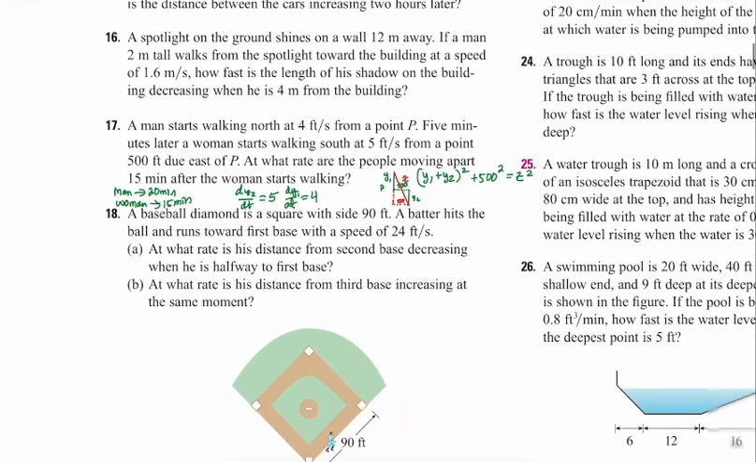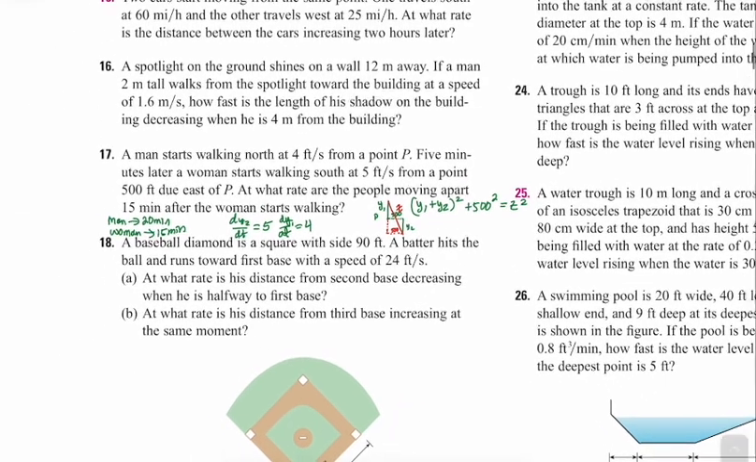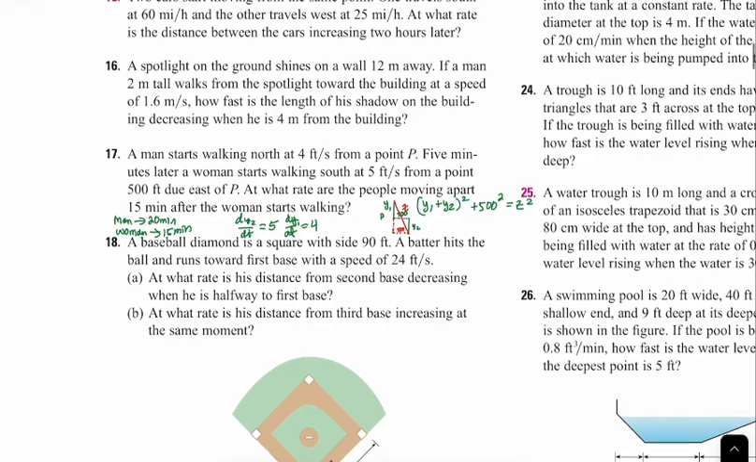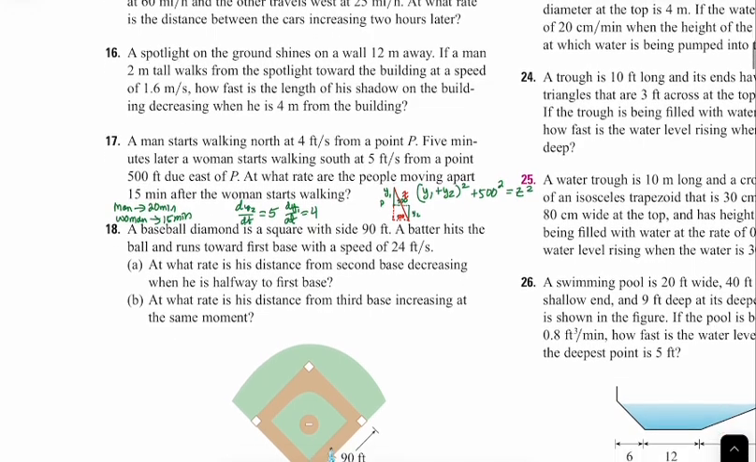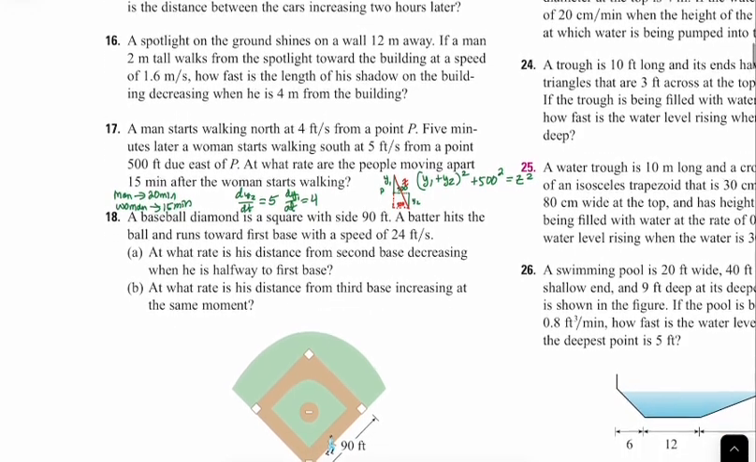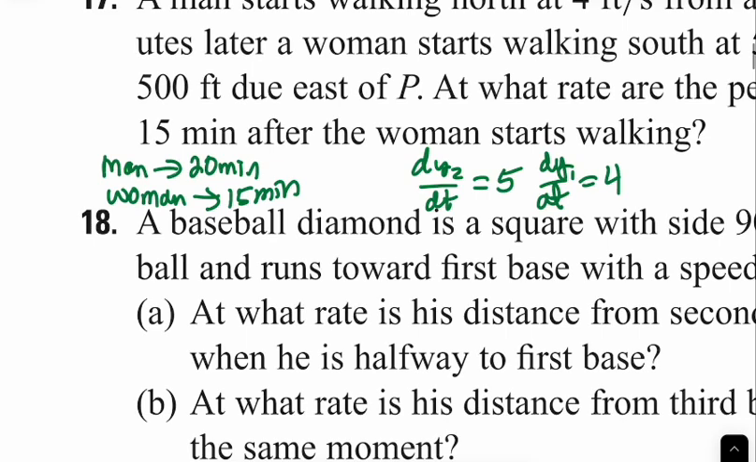Let's figure out how far each person has gone. They're going 4 feet per second, the guy. He's gone 20 minutes. 20 times 60 is 1,200. Did I do that right? 20 times 60 is 1,200. He has gone 1,200 seconds at 4 feet per second. So the man has gone a distance of 4,800 feet.